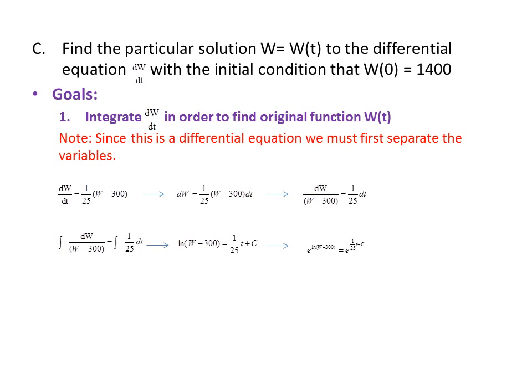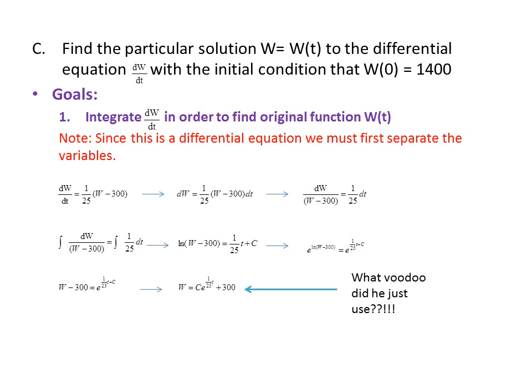Now we can raise both sides to the e. So we have e to the ln of w minus 300, which is equal to e to the 1/25 t plus c. Since the e to the ln cancel, we have w minus 300 is equal to e to the 1/25 t plus c. Then we can add 300 to both sides, and we get w is equal to c times e to the 1/25 t plus 300. So you guys are wondering, what voodoo did you just pull off right here?